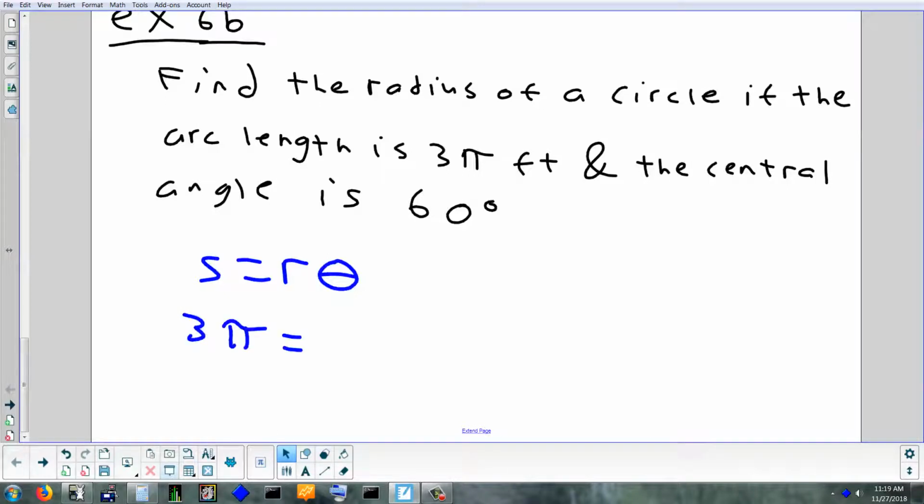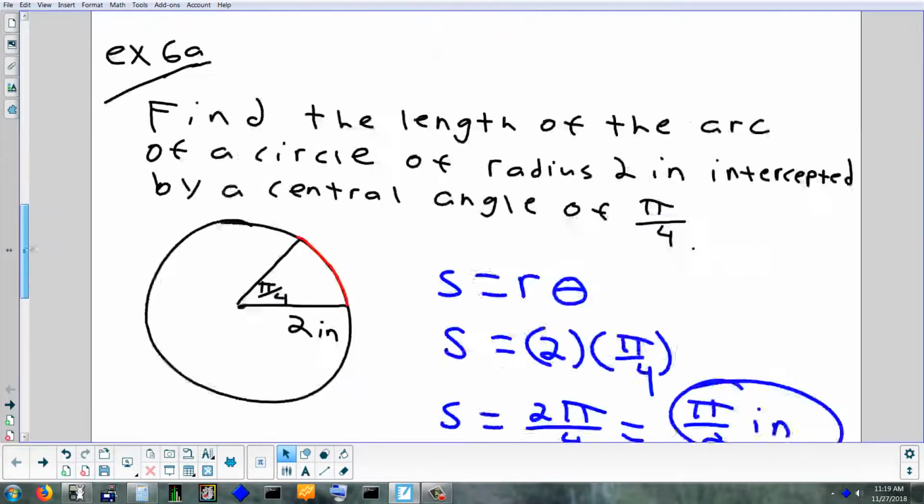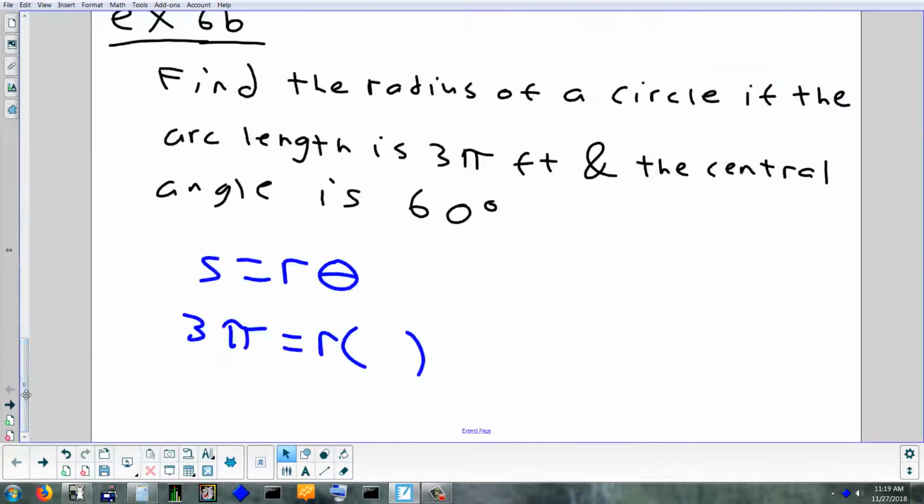So I've got that. We'll just go right through all the letters. Can I fill in for R? No, the directions say find R, so we don't know R. Can I fill in for the angle? Yes. What should I put in? 60 degrees. Pi over 3. So remember, the angle has to be in radians. If you put 60, it won't work. So the first step would be doing what we learned yesterday, convert 60 degrees to radians.